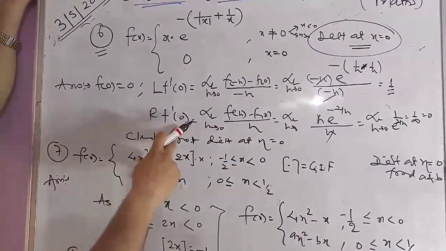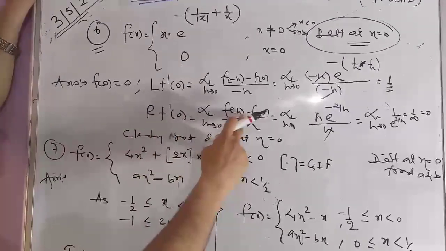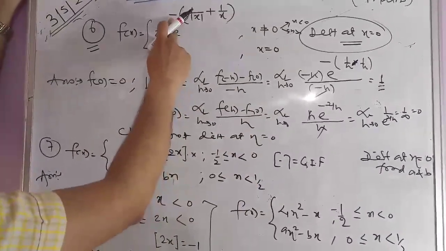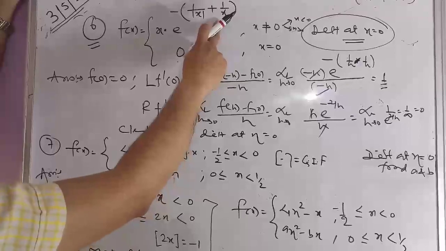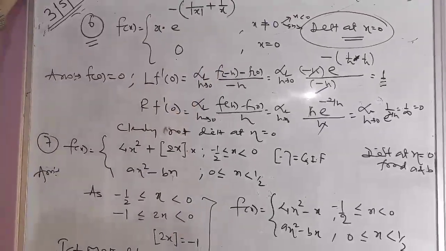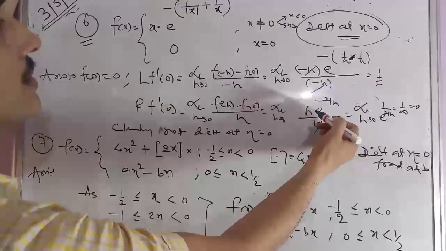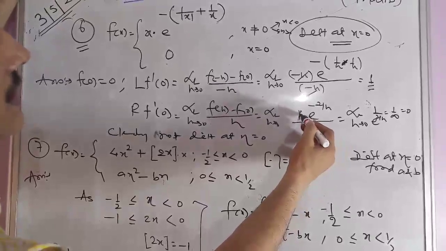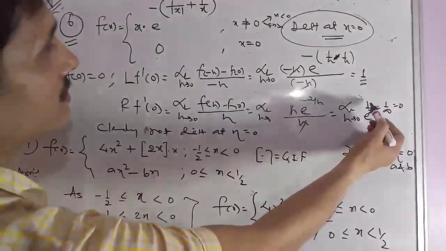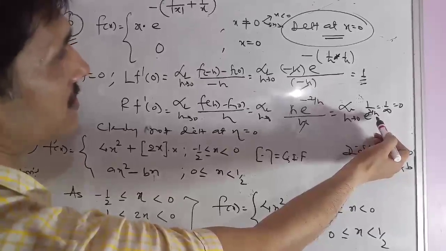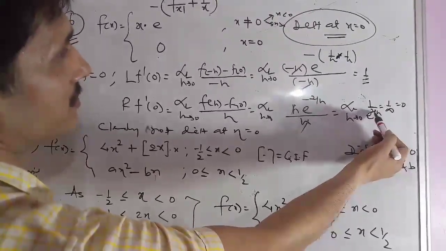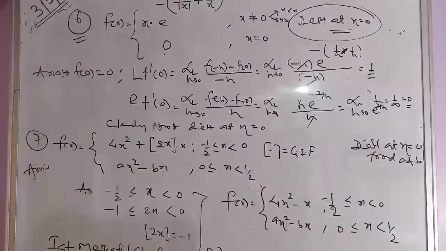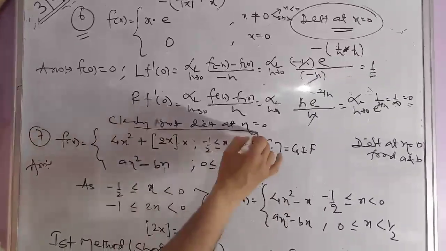R f dash 0, limit h tends to 0, f of h minus f0 by h, limit h tends to 0, h e to the power minus 1 upon h plus 1 upon h, and e to the power minus 2 by h. Here f of 0 equal to 0, so we have h e to the power minus 2 by h upon h, cancelling these two factors, limit h tends to 0, 1 upon e to the power 2 by h. As h tends to 0, 2 by h tends to infinity, e to the power infinity is again infinity, so 1 upon infinity equal to 0. Clearly not differentiable at x equal to 0.